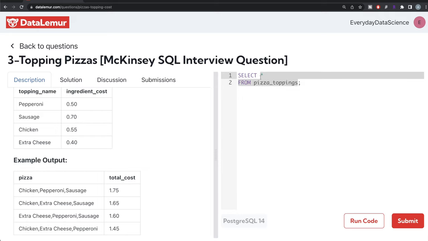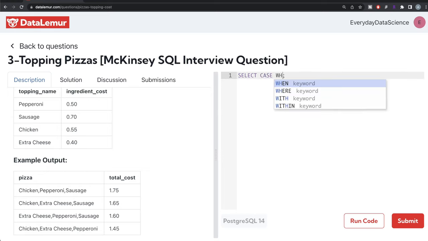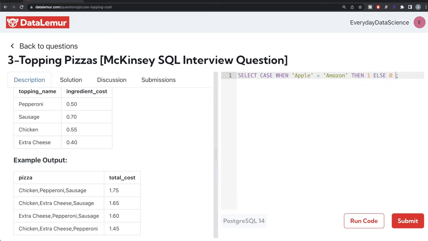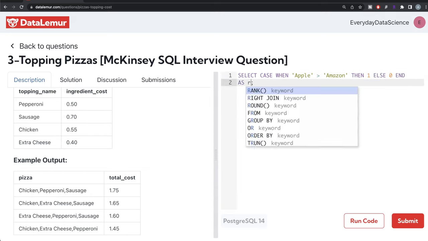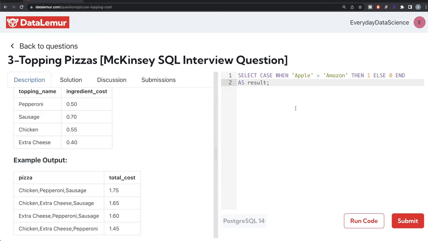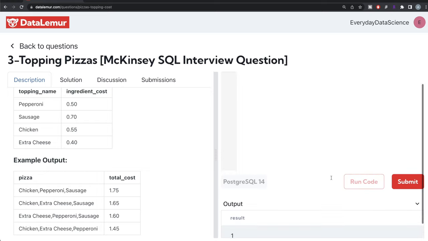Similarly, you can also use comparison operators on strings. Let me just show you. If I write something like, return case when Apple is greater than Amazon, if the string Apple is greater than Amazon, then you return 1, else you return 0, end. And let me alias this as whatever, so that it's not a very big column name. So what should happen? Does Apple come after Amazon in the dictionary? Yes. So obviously Apple is greater than Amazon string-wise. So if I run this, it should return 1.